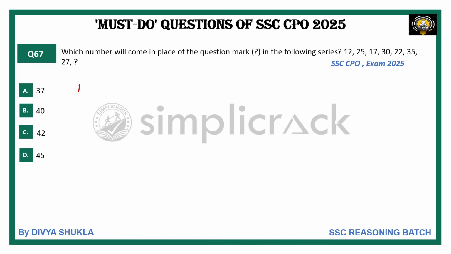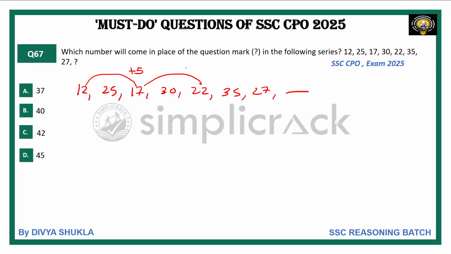So you are having a series 12, 25, 17, 30, 22, 35 and 27. You can see an alternate increase and decrease pattern. So what we can do, we can just take alternate, that is plus 5, and then from 17 to 22 you are also having plus 5, from 22 to 27 you are having plus 5, and from 25 to 30, again addition of 5. That means the correct answer would be 35 plus 5, that is 40. Option B is the correct answer for this question. Let's see the next one.